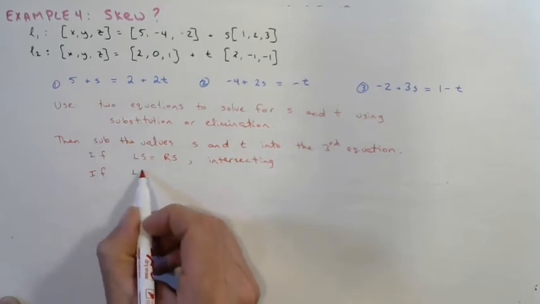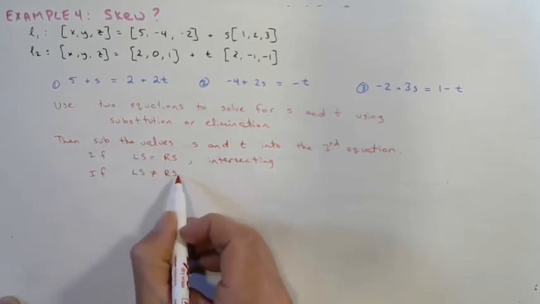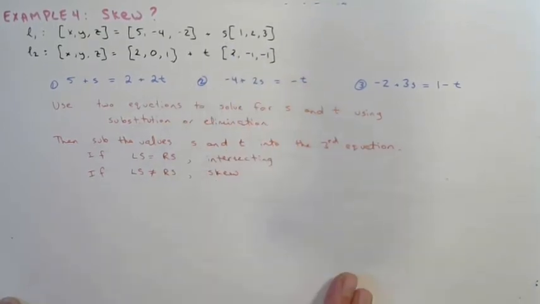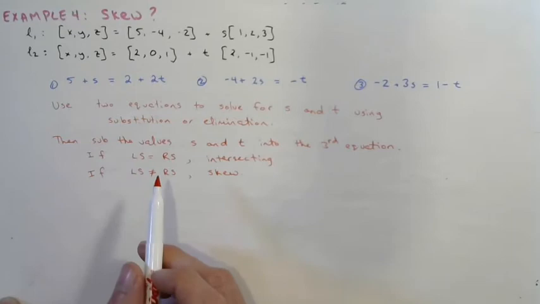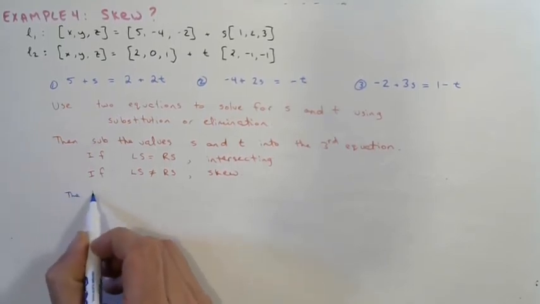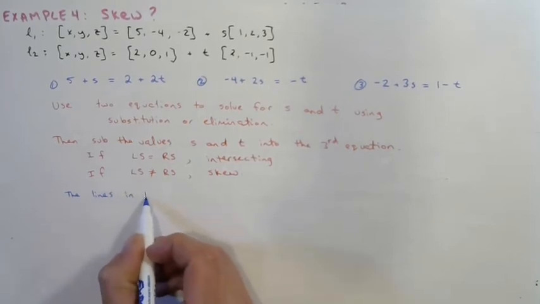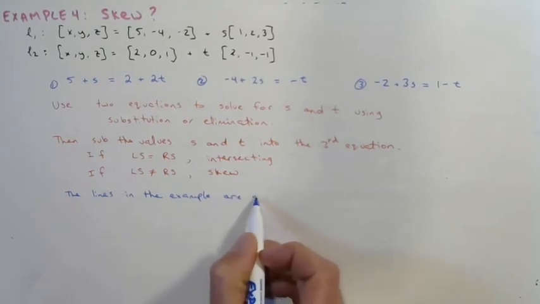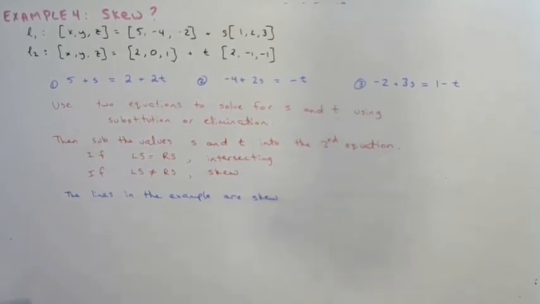If left side does not equal right side, skew, because we already know that they're not parallel. In this case, they end up not intersecting and they're not parallel, therefore they are skew. Okay? Just gonna write that. The lines in the example are skew. So you'll do this in your practice problems. I'm not going to do it here. If you'd like to check the textbook, you can find that on page 468.